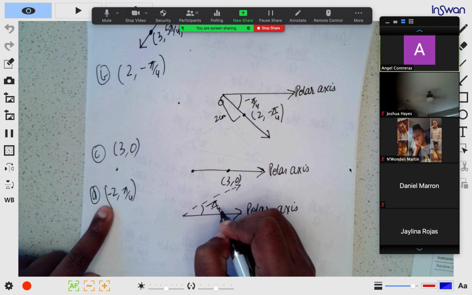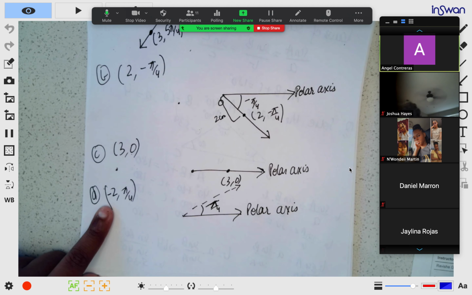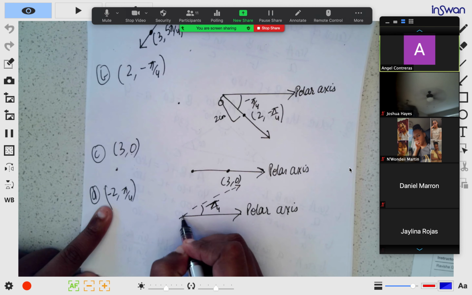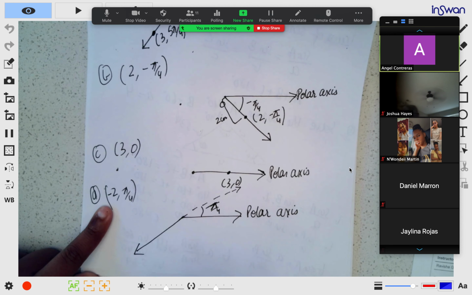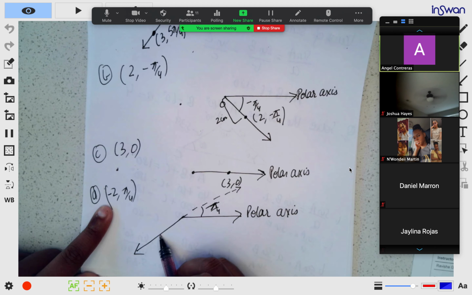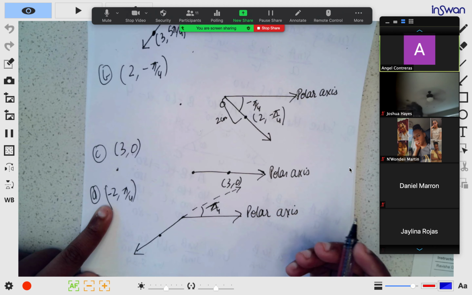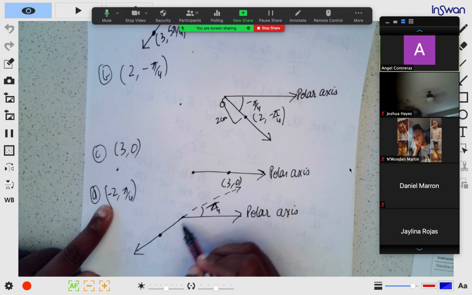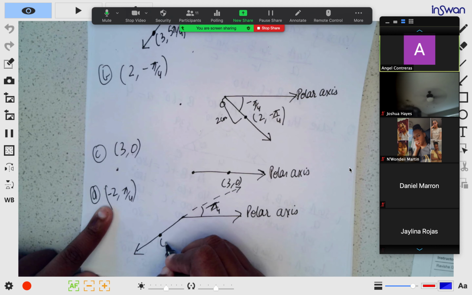Since it's negative, I'm going to extend this line and make it like this. Now negative 2, where do I go? Where will I put it, here or here? 2 units. The one at the bottom? Yeah, the solid one. Since it's negative, you have to extend it and it will go in the opposite direction. So it will become negative 2, pi by 4.